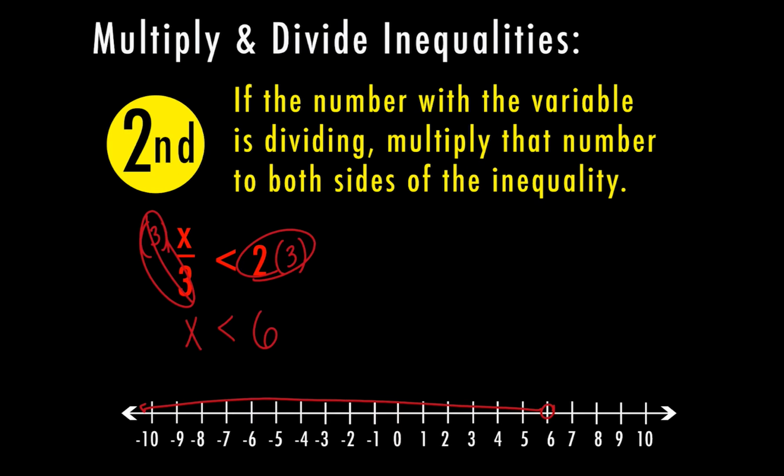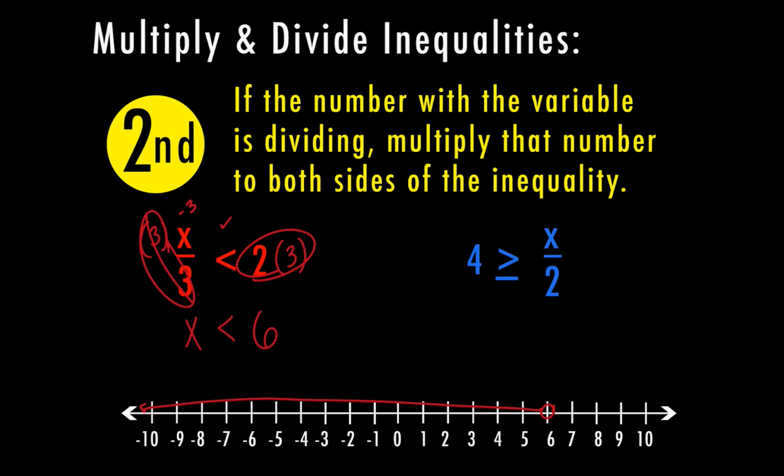So I'm just going to take my -3. So if I plug in a -3, -3 divided by 3 is a -1, and I know that -1 is less than 2. So because that fits with my inequality and makes the statement true, I know that I have shaded in the correct direction.